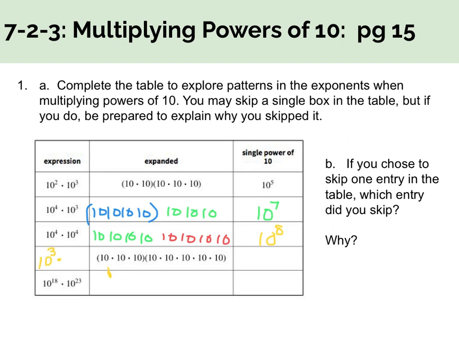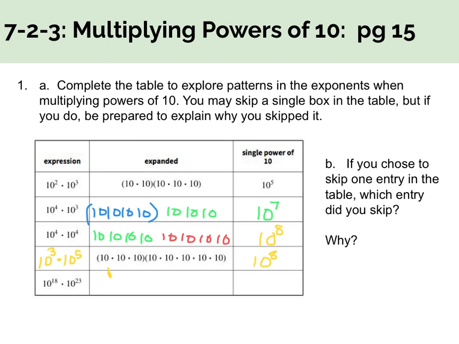And then how many 10s do I have here? 1, 2, 3, 4, 5. Okay, that's going to be 10 to the 5th. And then it's 10 being repeated over and over again. And how many times is it repeated? 1, 2, 3, 4, 5, 6, 7, 8. So then it will be 10 raised to the 8th power.